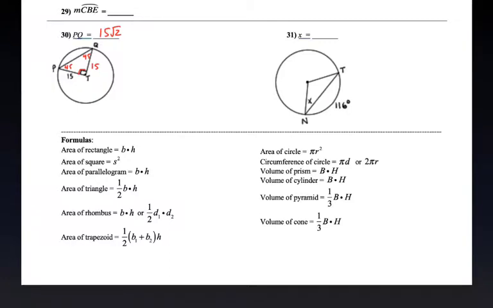To solve for x over here, I've got this arc that's 116 degrees. Therefore, that angle is also 116 degrees. Isosceles triangle, that x is 32.